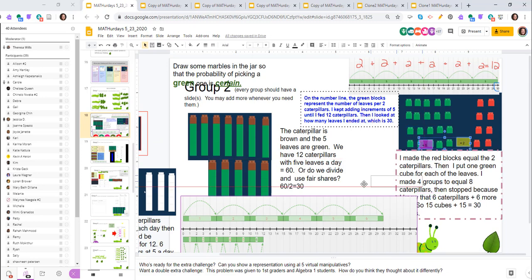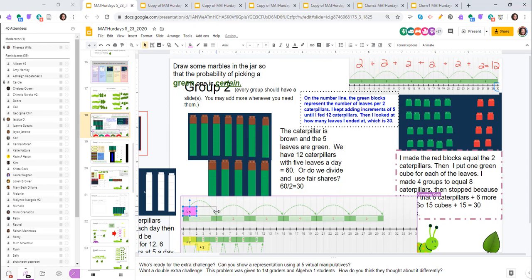So what I did is on the bottom, I did jumps of 2 so that I could see 2 caterpillars, and I jumped until I got to 12. And I saw that I made 6 jumps to do that. So on the top, I made jumps of 5 because there were 5 leaves. And so I made 6 jumps on the top, and that took me to 30. So that showed me that for 12 caterpillars, I would need 30 leaves.